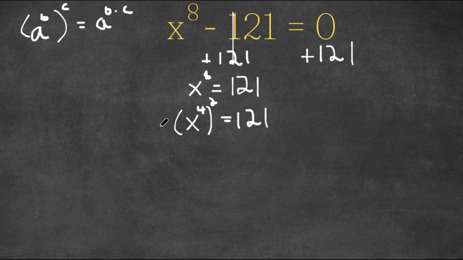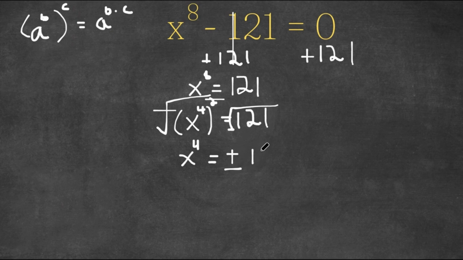Now what we're going to do is we're going to take the square root of both sides. So now the square root of this, well, these two just simply cancel because these two are opposites. So on our left side, we have x to the power of 4. And on our right side, we have positive and negative 11. Remember, it's positive and negative, not just positive. So now we have x to the power of 4 equals positive and negative 11.